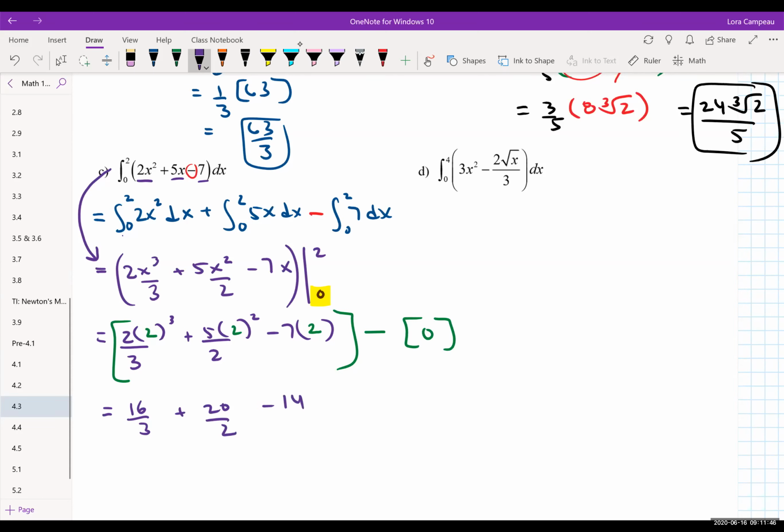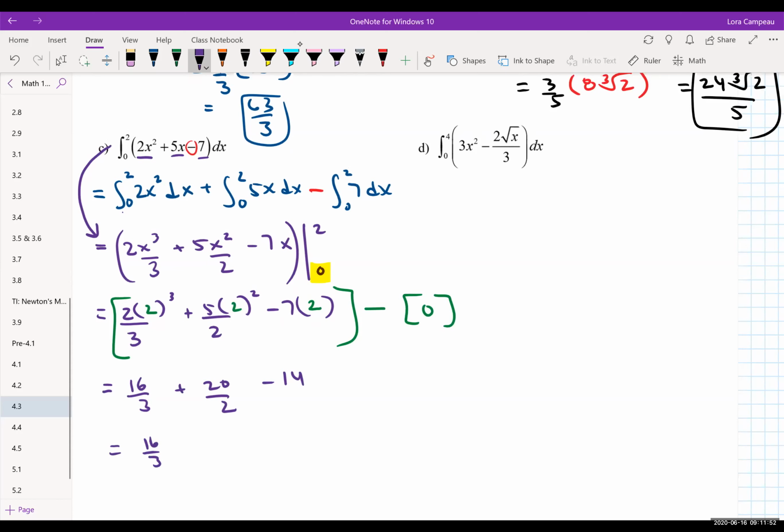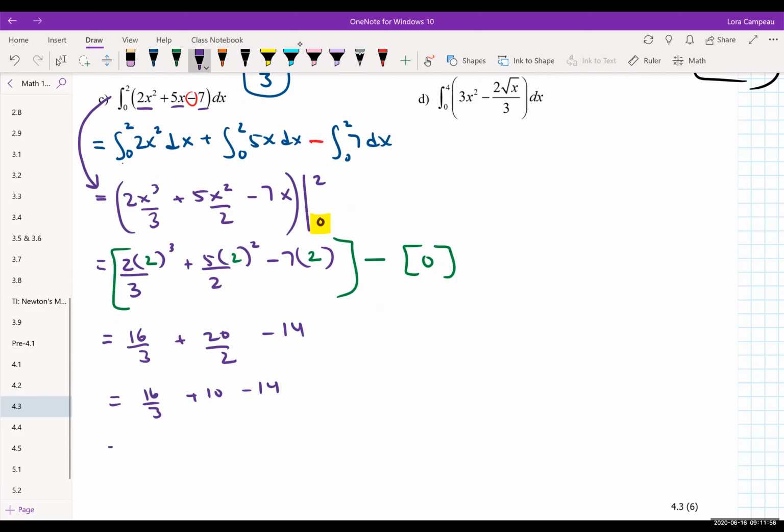We can play with a little bit. 20 over 2 is actually 10. 16 over 3 plus 10 minus 14. And then this is where, don't waste your time, use your TI. Use your fraction key because you're already using your brain for everything else. So 16 over 3 plus 10 minus 14. And then just convert it to fraction. So that gives you 4/3.